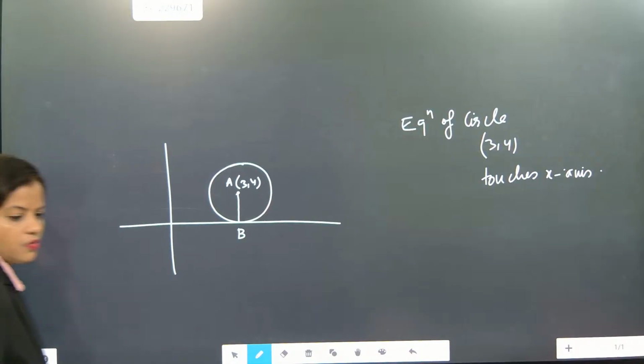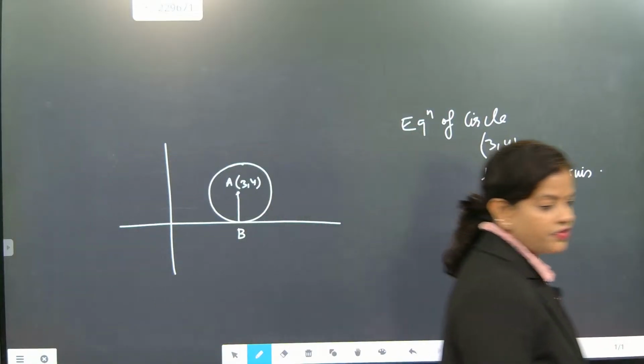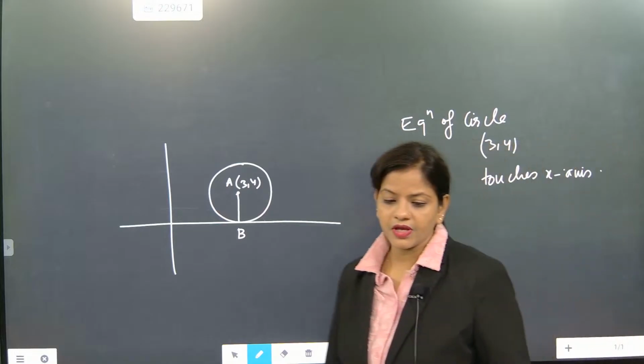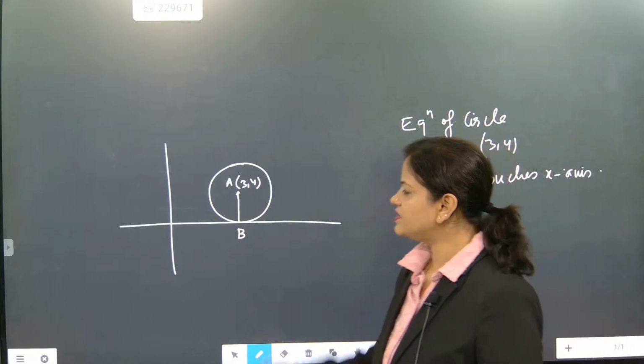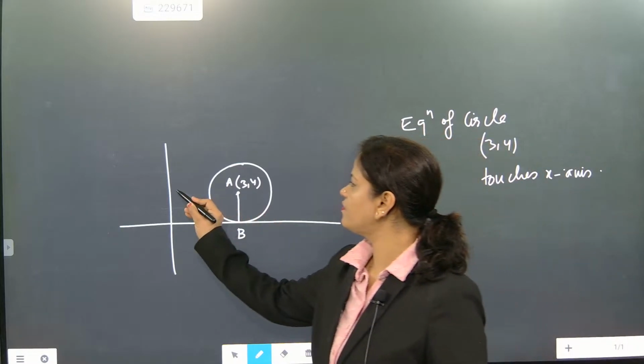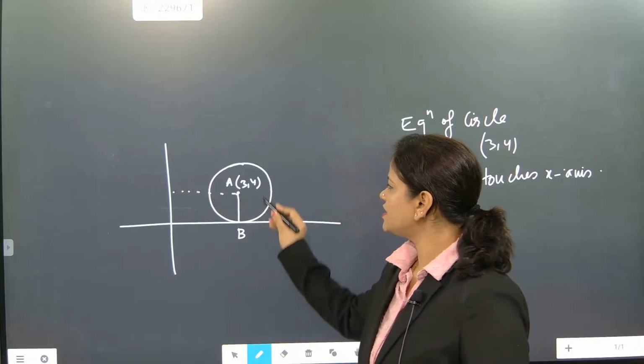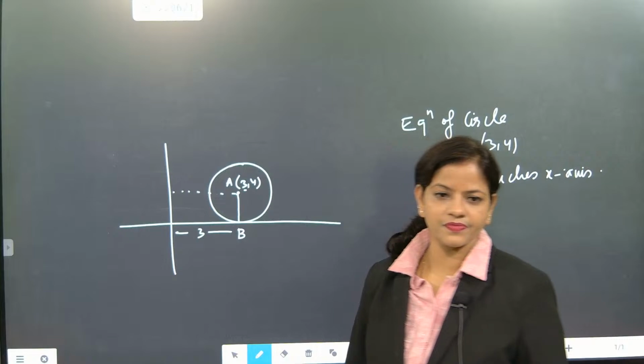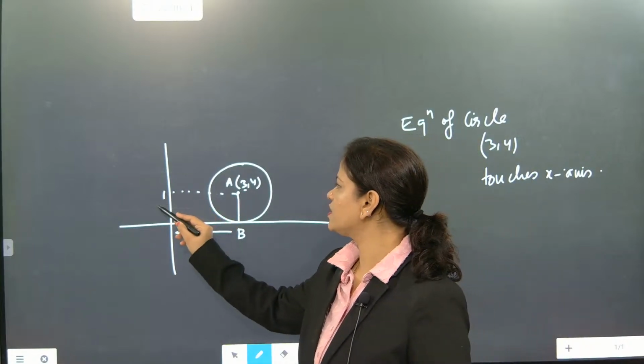Come on. What will be the equation of the circle? If you have got this value, the center point is (3, 4). So now we will do one thing. We will write it like this. The x value will come as 3, the first value. The y value will come as 4.